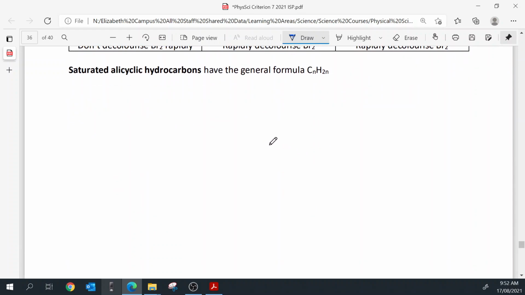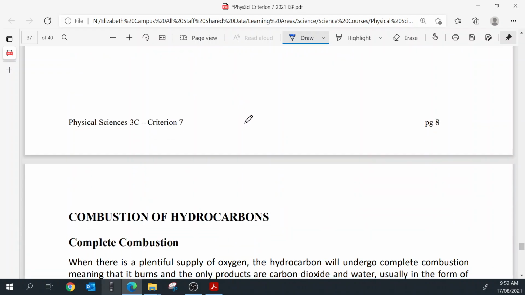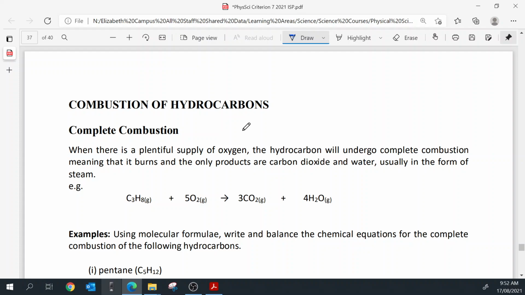So you won't have to remember that too much for the exam. They should give you enough information to answer the question. The next lecture will start with combustion of hydrocarbons.